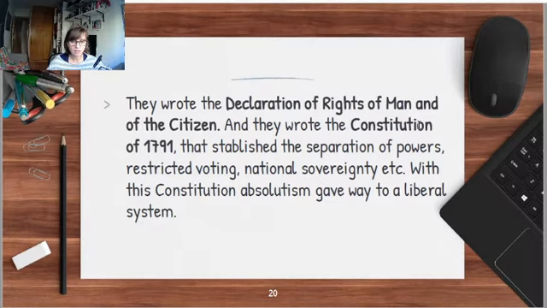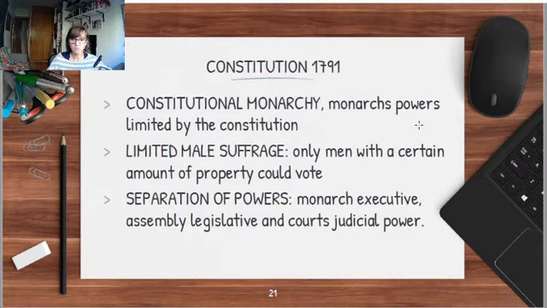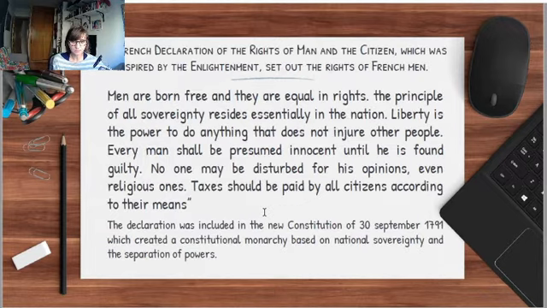In the meanwhile, the Constituent Assembly was going to write the Declaration of the Rights of Man and of the Citizen, and also the Constitution, where they were going to establish the main parts of the Enlightenment: a constitutional monarchy, with the monarch's power limited by the Constitution, limited male suffrage, which shows that the bourgeoisie were going to be the only ones with rights during this revolution, the separation of powers, etc.